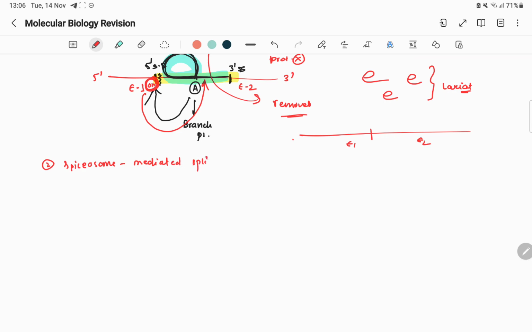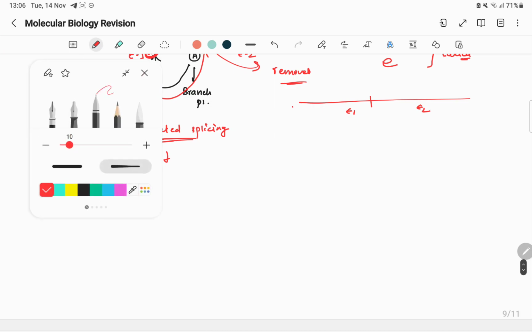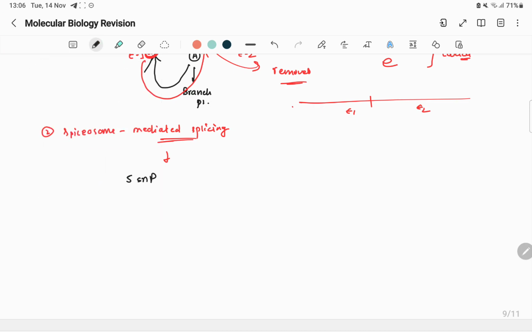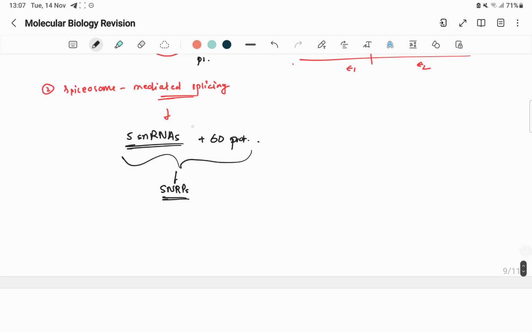Spliceosome mediated splicing requires some proteins as well as RNA molecules. It requires 5 snRNAs, small nuclear RNAs, and 60 proteins. It is a complex procedure. Both form snRNPs, small nuclear ribonucleoproteins. The 5 snRNAs are designated U1, U2, U4, U5 and U6. These are the 5.